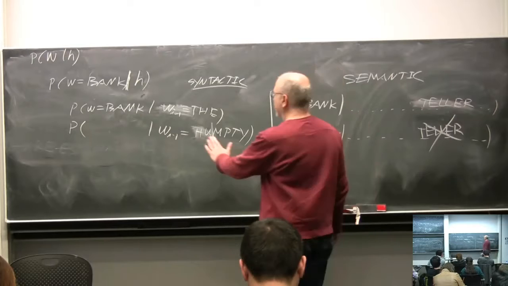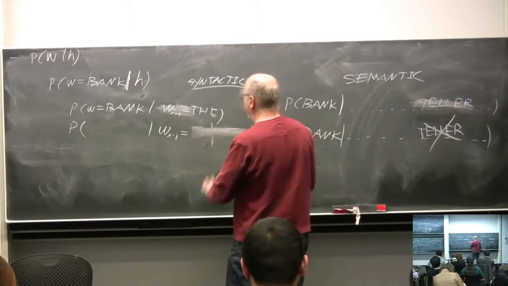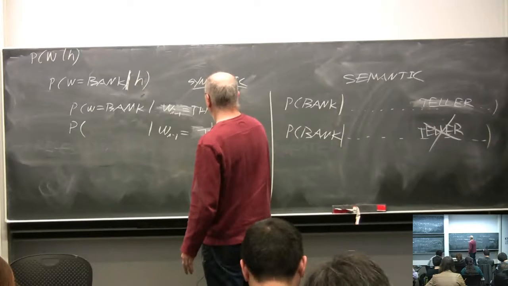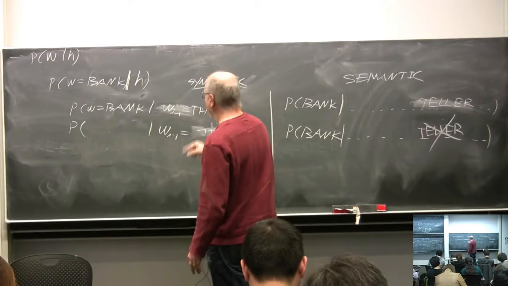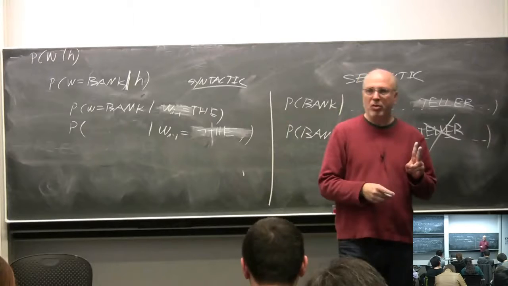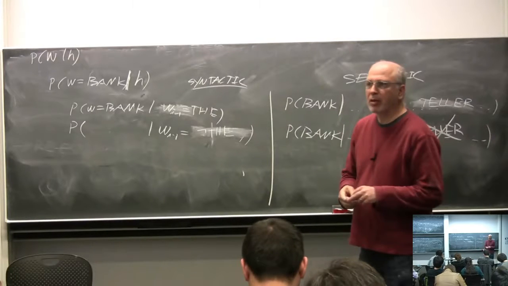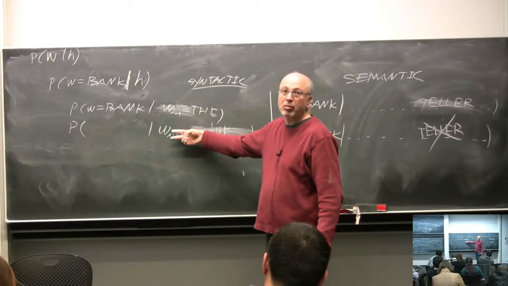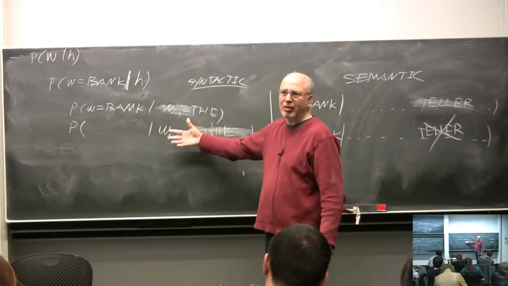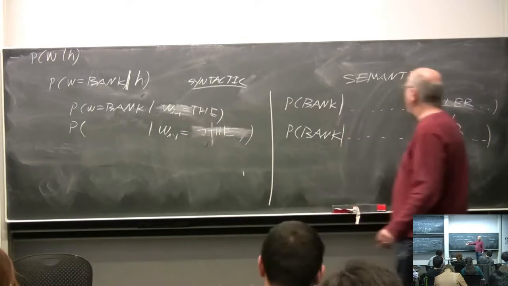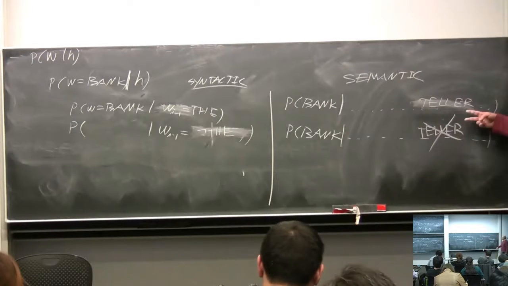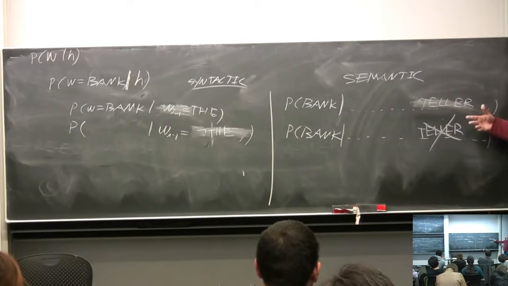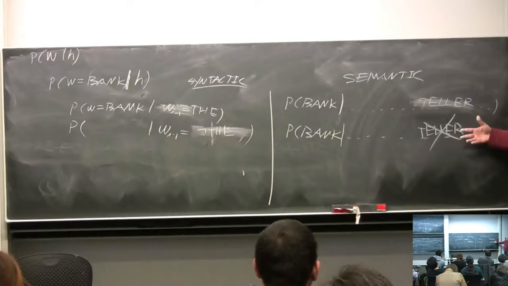Maybe to make it symmetric, I will make this just "not the". So I have two binary features. One that tells me whether the last word of the history was the word "the" or was not. And that's more of a syntactic source of information. And one that tells me whether the sentence had the word "teller" in it or not.